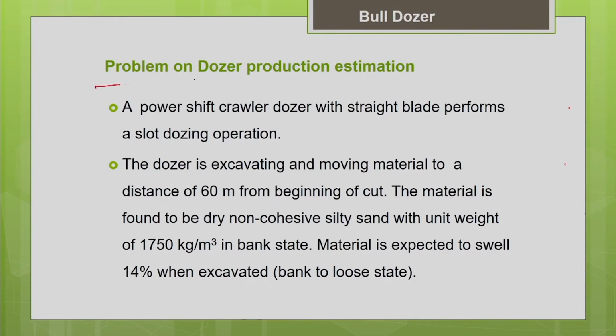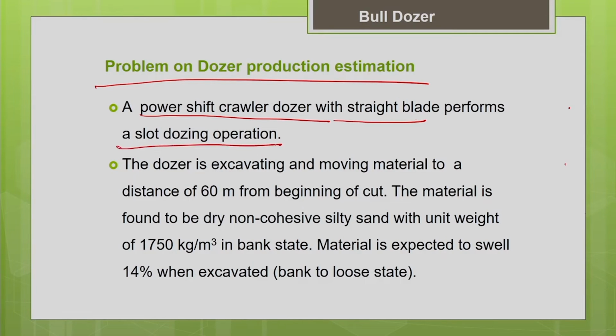So in this problem we are going to estimate the productivity of this power shift crawler dozer. Power shift means automatic gear change, so you can assume the man-hour time. The dozer has a straight blade and performs a slot dozing operation. We adopt slot dozing so that we can reduce the end spillage and increase the productivity of the bulldozer.